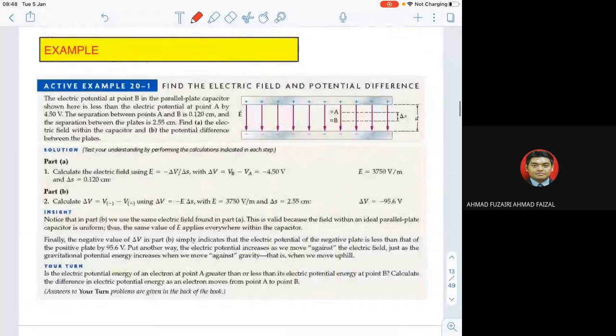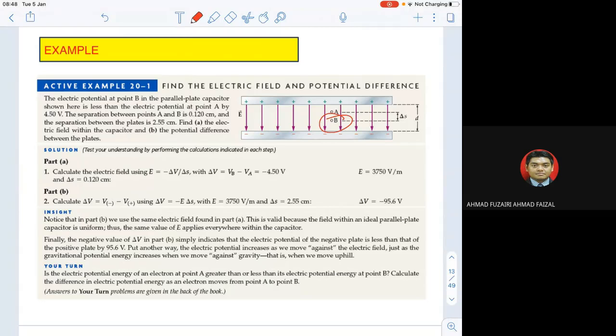Now let's move to another example. Find the electric field and the potential difference. Look at where point B is here, closer to the negative plate, right? This is point B. In the parallel plate capacitor shown here, the electric potential at point B is less than the electric potential at point A by 4.5.